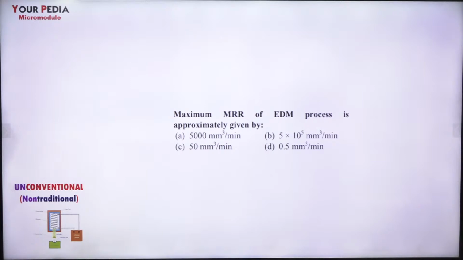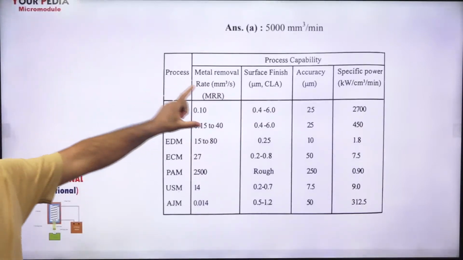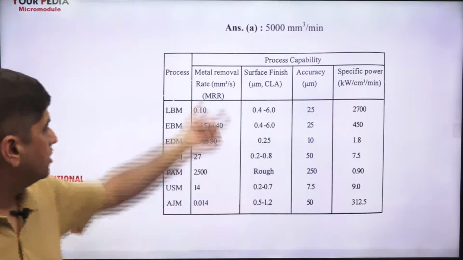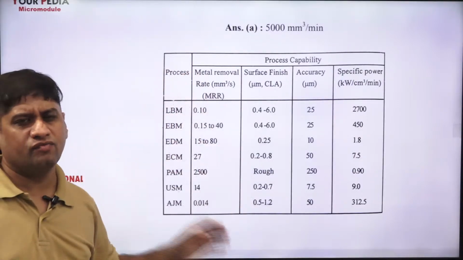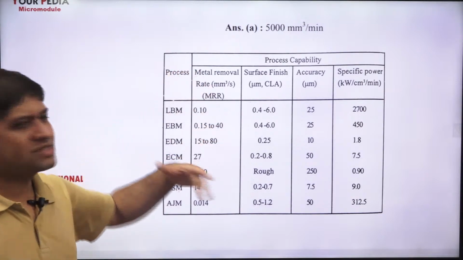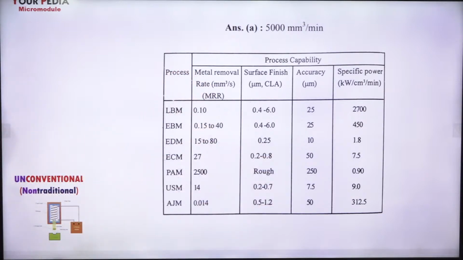Okay, so what is the maximum material removal rate of EDM process? Answer for this is A, but please stop this slide and note down the material removal rate in different processes. Very, very important slide, very important information. Material removal rate is calculated in millimeter cube per second.